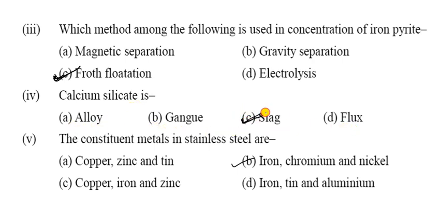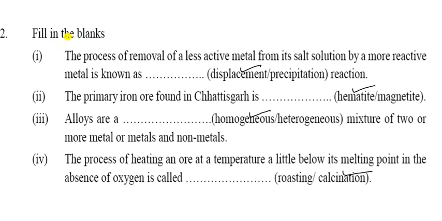So come to the next one. Which method among the following is used in concentration of iron pyrite? So that one is the froth flotation. The froth flotation method is used in the concentration of iron pyrite. So now fourth one is calcium silicate. Calcium silicate, alloy or gangue or salt or slag. So that one is the slag answer. So you have to write slag.